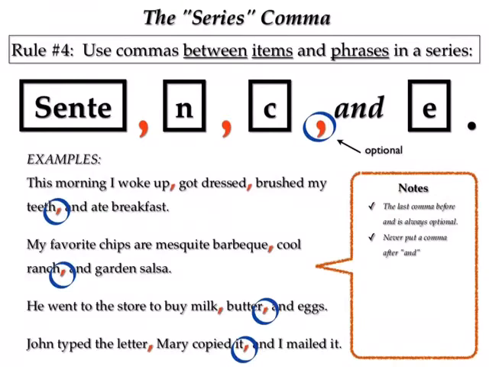John typed the letter, Mary copied it, and I mailed it. Notice these all have series commas. They have circled the last one, calling it optional. I call it necessary. I like it. However, if you choose to lose the Oxford comma, be consistent. The general rule of thumb is to be consistent. Never put a comma after and. Those commas are always preceding the conjunctions.